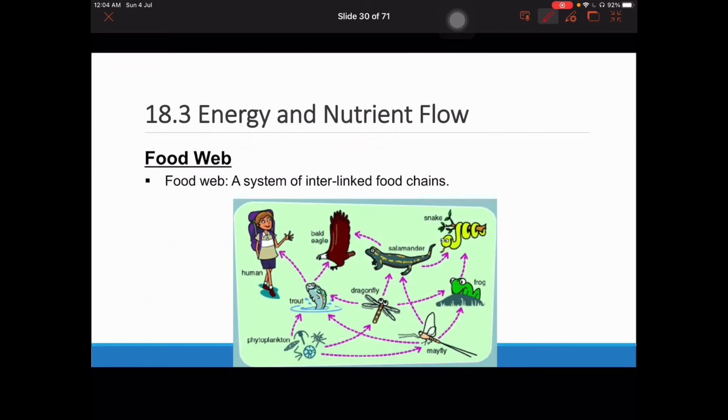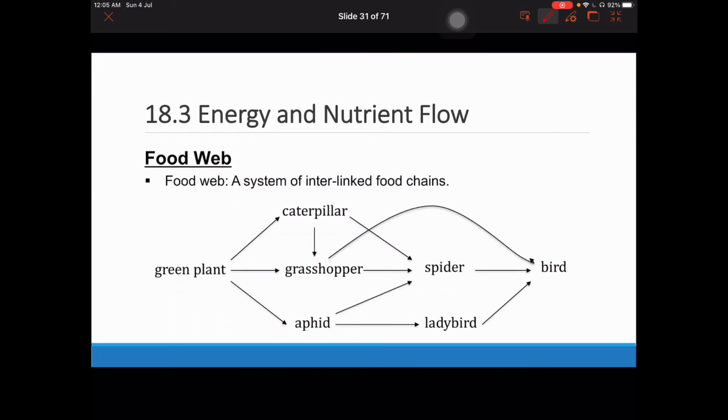Now, what about food web? Right, food web is basically a lot of interlinked food chains, so it's a lot more complicated. You'll be looking at things like this, whereby one food chain can branch off to be connected to other types of food chain. So over here, you realize that in this entire food web, there's actually only one producer, which is just a green plant.